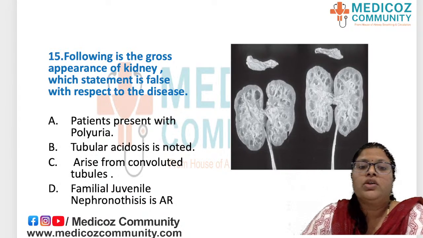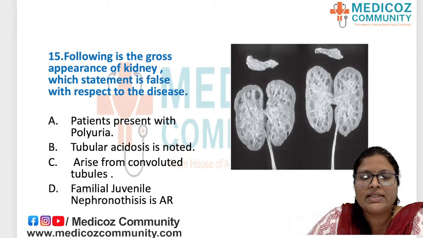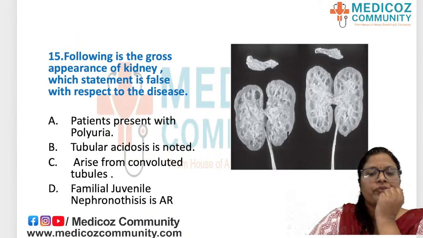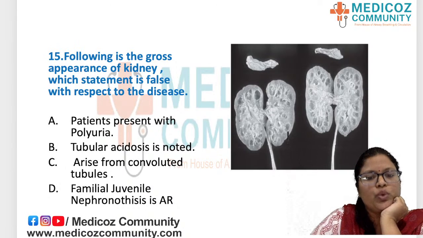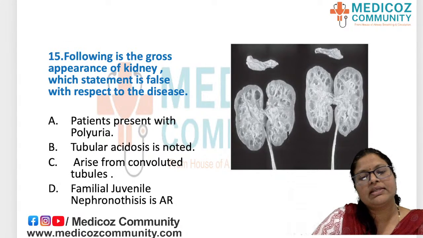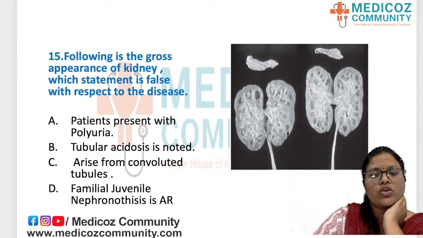So the following is the gross appearance of a kidney. So they've given you a gross kidney specimen. Which statement is false with respect to this disease? So A, patients present with polyuria. B, tubular acidosis is noted. C, arises from the convoluted tubules. And D, there is a familial juvenile nephronophthisis which is autosomal recessive. So what do you think the answer is?